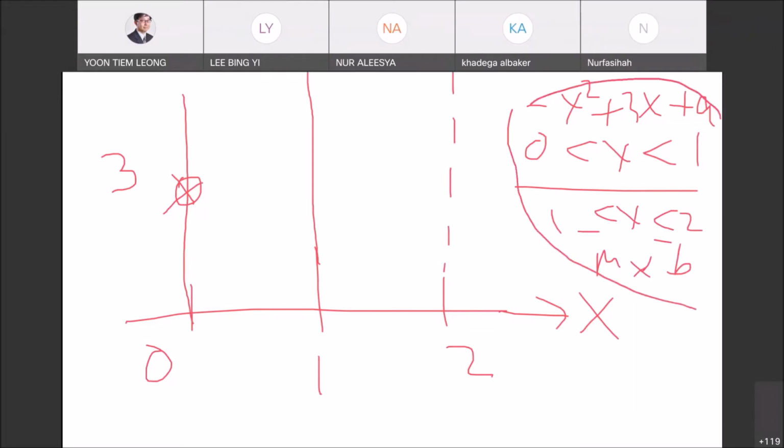So the function between 0 and 1 is a parabola. The function has to be sketched on this part, and it has to be continuous. And on the section between 1 and 2, the function is mx plus b. So a, b, and c are numbers which you don't know, but what you can know is that the function between 1 and 2 must be a straight line, and between 0 and 1 is a parabola.